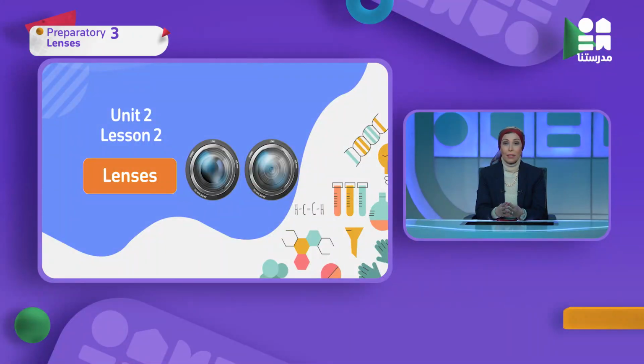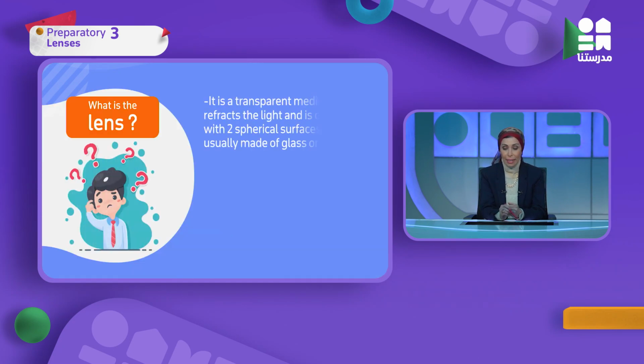At the beginning, يعني إيه lenses? What's meant by lenses? Before we start to know what's meant by lenses, we are going to know something which is very important. Lenses دي are transparent medium. What's meant by transparent? يعني حاجة شفافة. I can see through it.